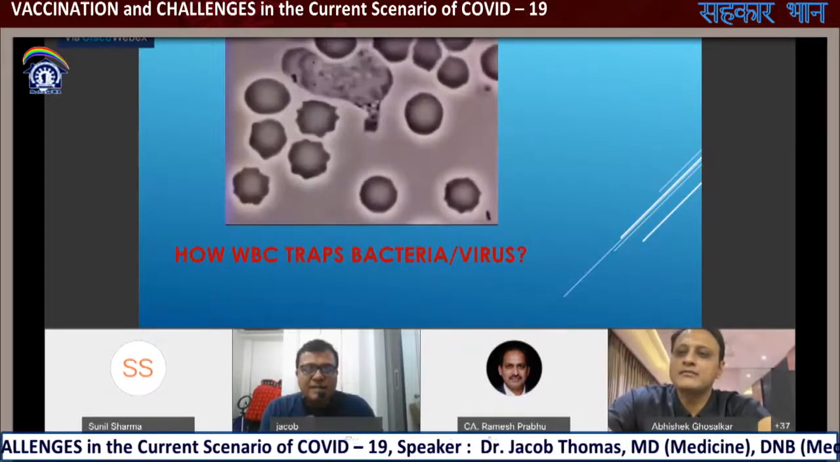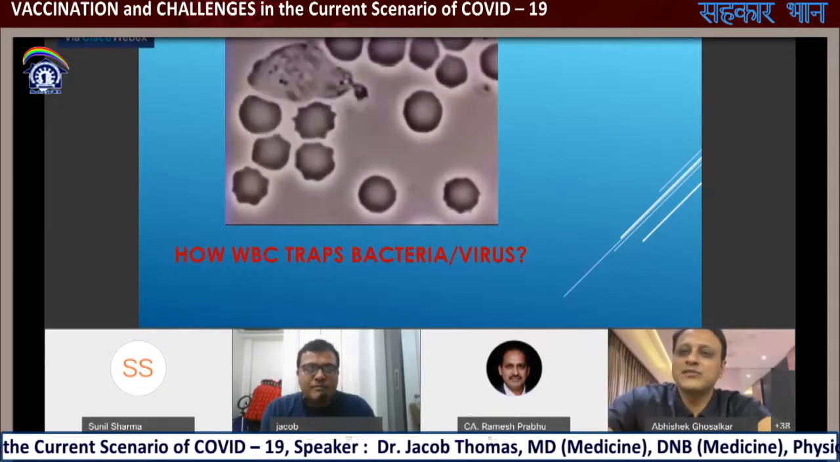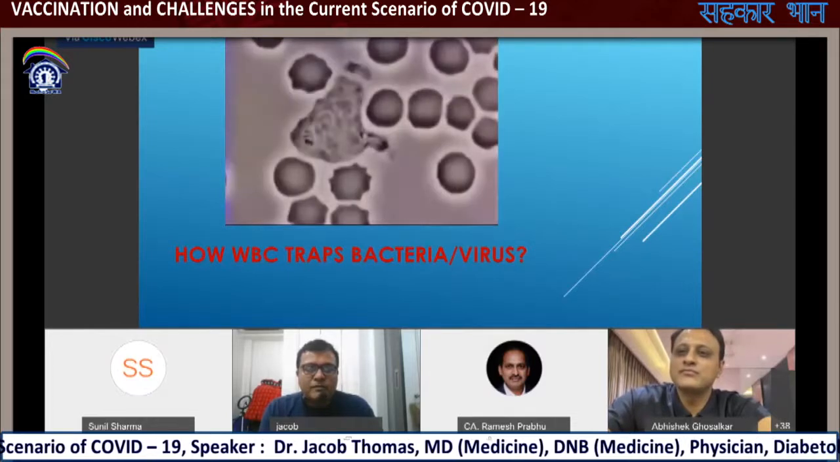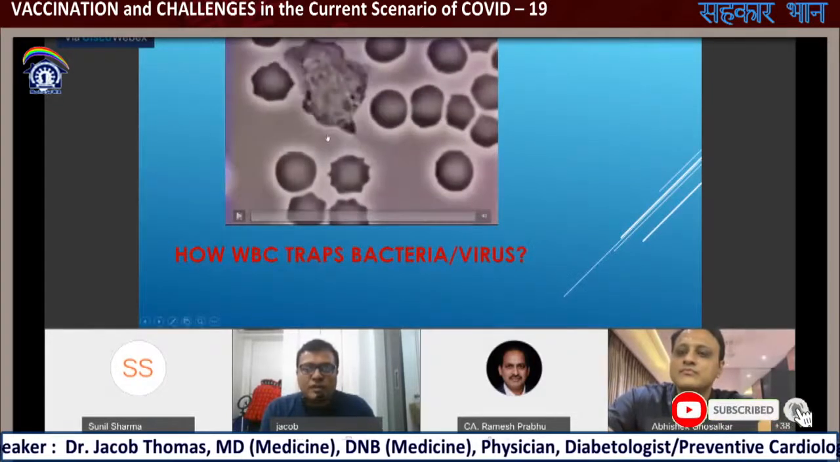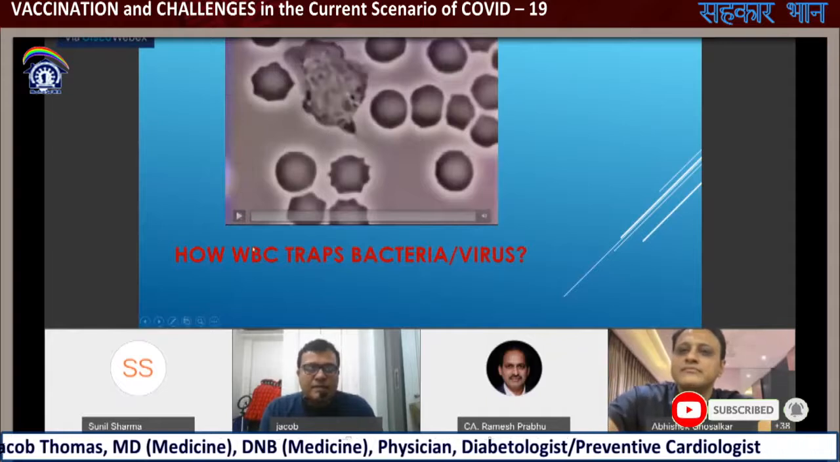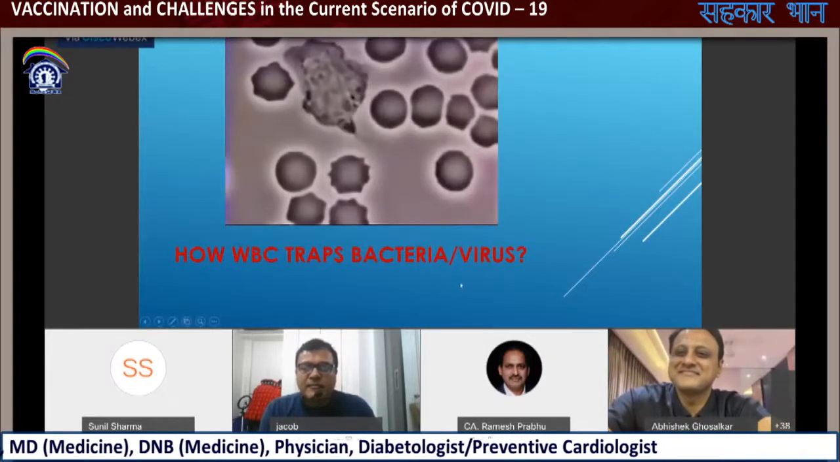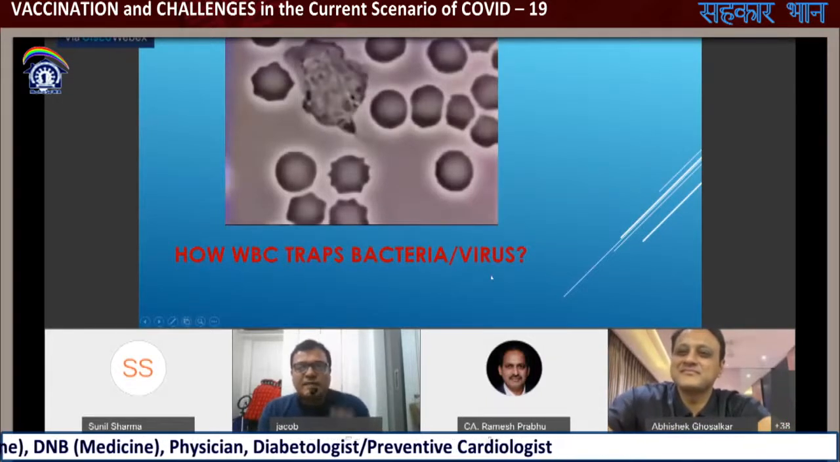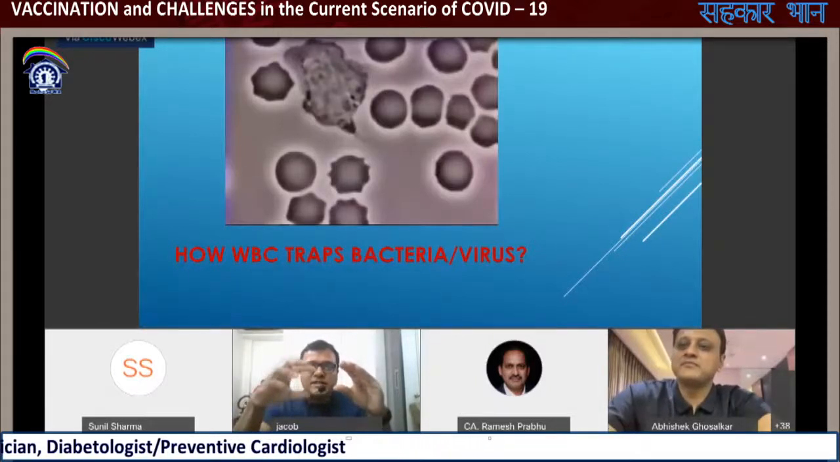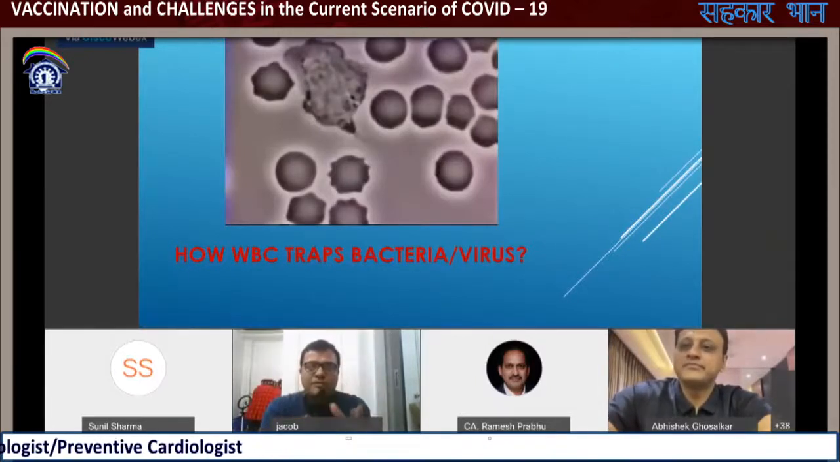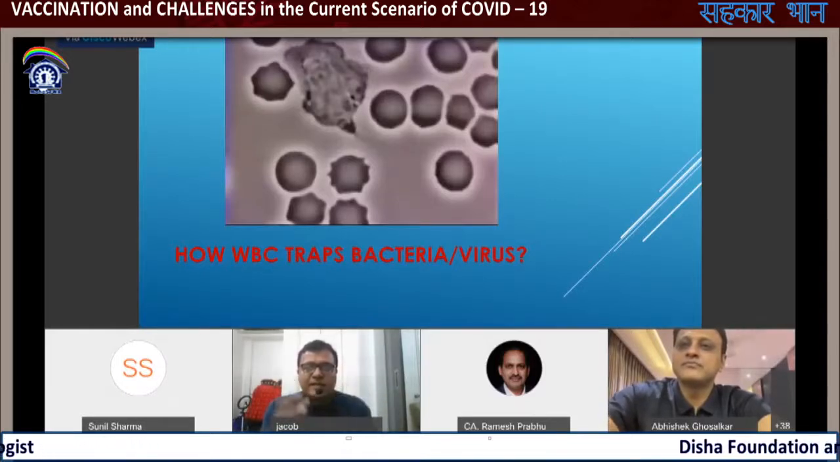So it will catch, and look at this virus or bacteria which has got eaten up by the WBC, and then the WBC destroys the virus. This is how the WBC traps the bacteria and virus. So what do we need? That antigen is the virus, and then the body produces an antibody. Then the WBC comes and catches that complex of antigen-antibody, and destroys it.